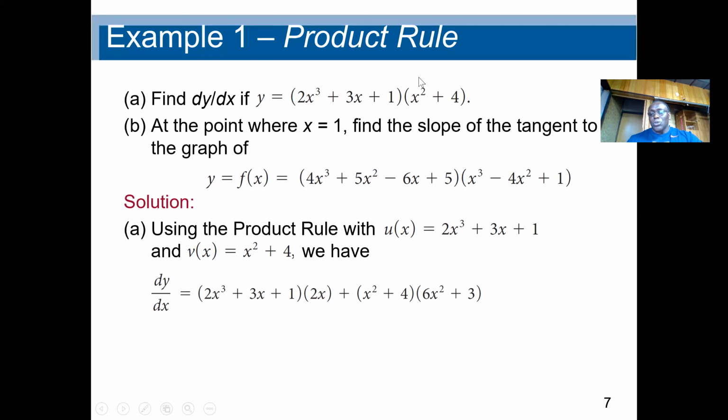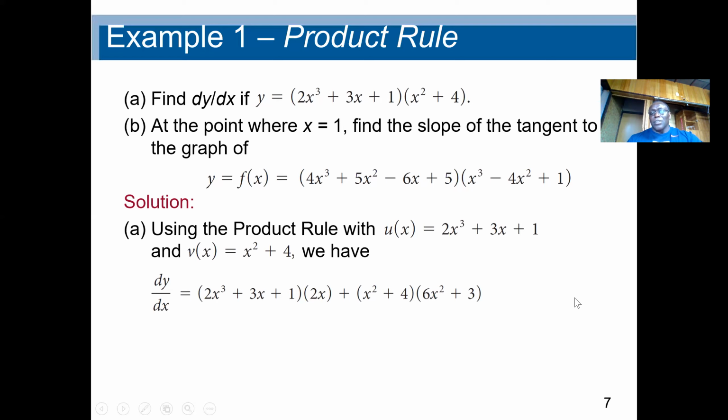This is the sum rule. This is the power rule. S squared will give me 2x. Derivative of a constant is 0, so we get 2s times 2s squared plus 3s plus 1. Now second, plus derivative of 2x squared plus 3x plus 1, which will give me 4x plus 3 plus 0 times x squared plus 4. And that's what we have here: 4x plus 3 times x squared plus 4.